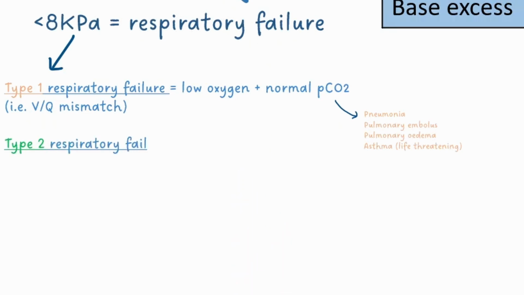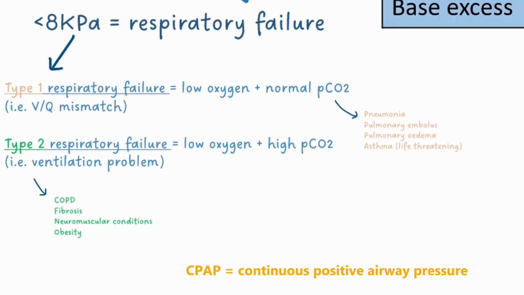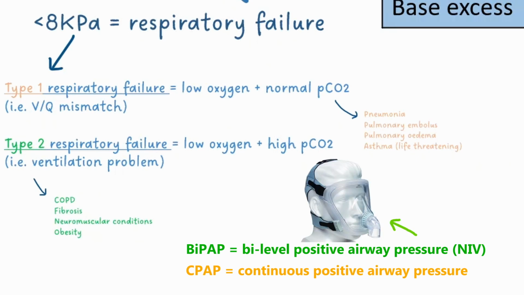Type 2 respiratory failure occurs when oxygen is less than 8 kilopascals and carbon dioxide is high. This happens in conditions such as COPD, pulmonary fibrosis, neuromuscular conditions such as motor neuron disease, and obesity. Type 1 respiratory failure often requires treatment with CPAP, whereas type 2 respiratory failure will often require BiPAP to help with ventilation and remove the excess carbon dioxide.